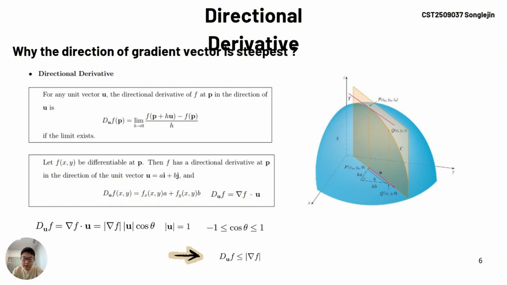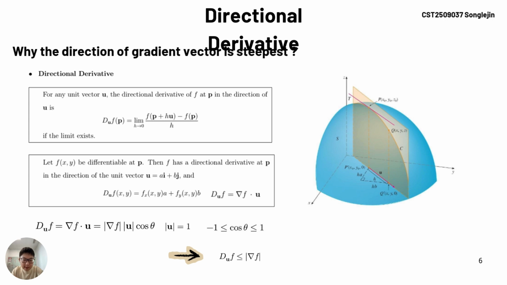Next is the final part. I think you might have a question from the last part. Why is the direction indicated by the gradient vector always the steepest at a fixed position, and not any other direction? At this point, we can introduce the concept of directional derivatives. A directional derivative measures the rate at which a function changes at a point in a specified direction. In fact, if we know the gradient vector at a certain position, then for the directional derivative in any direction, we can calculate it using the dot product of the gradient vector and the unit direction vector corresponding to it.